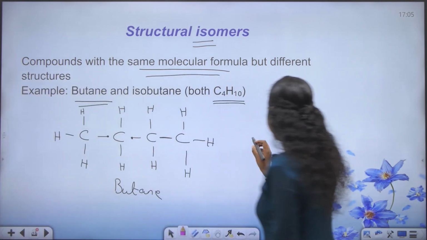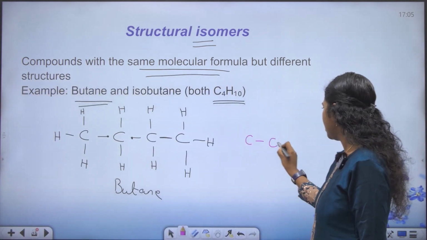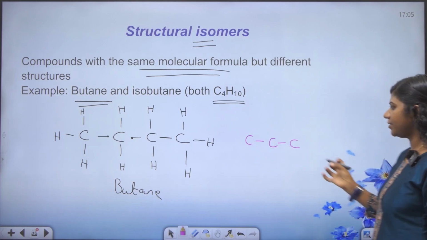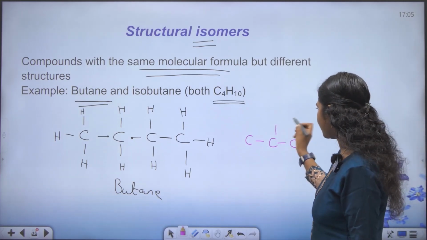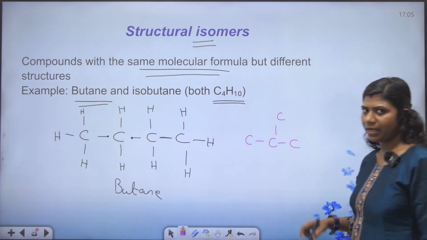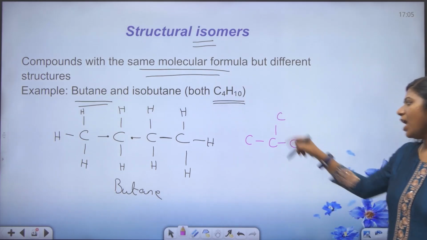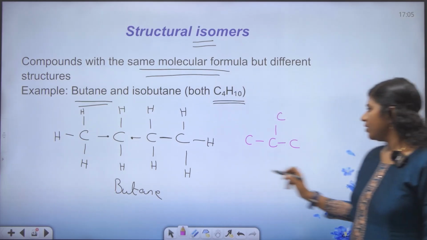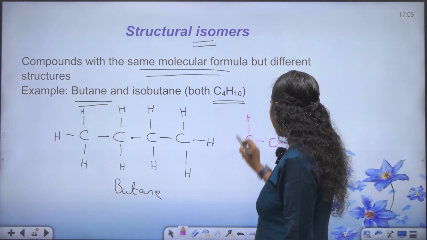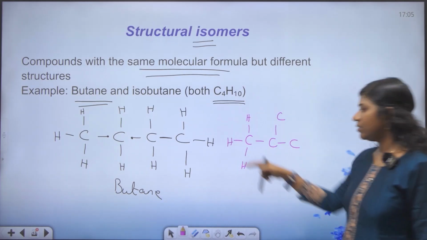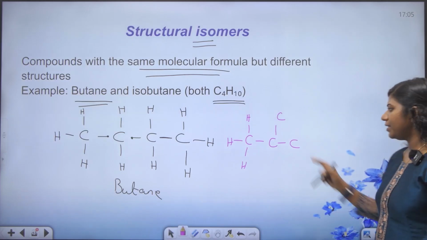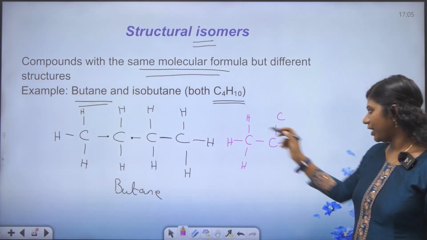Isobutane is like this. Three carbon atoms are connected like this, and the fourth carbon atom is connected to the second carbon atom. The fourth carbon atom acts as a branch. The first carbon atom satisfied only one valency, and the remaining three valencies are satisfied by hydrogen atoms.